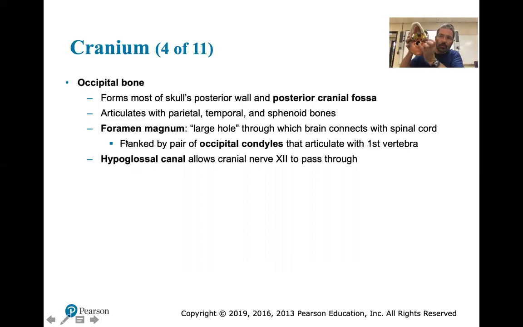Foramen magnum is a large hole. Right, so there is the foramen magnum, where the brain connects to the spinal cord, flanked by a pair of occipital condyles. Here and here. This is what sits on your spine and allows you to nod your head.